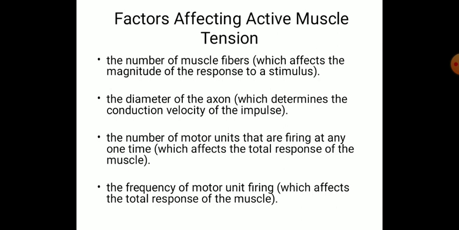Then next is the frequency of motor unit firing. How frequently are the motor units getting fired? If it is only fired once, then the tension will be smaller after that firing. And if there is continuous motor unit firing, then the tension will be maintained or will increase over time. So these are the factors that can influence muscle tension.